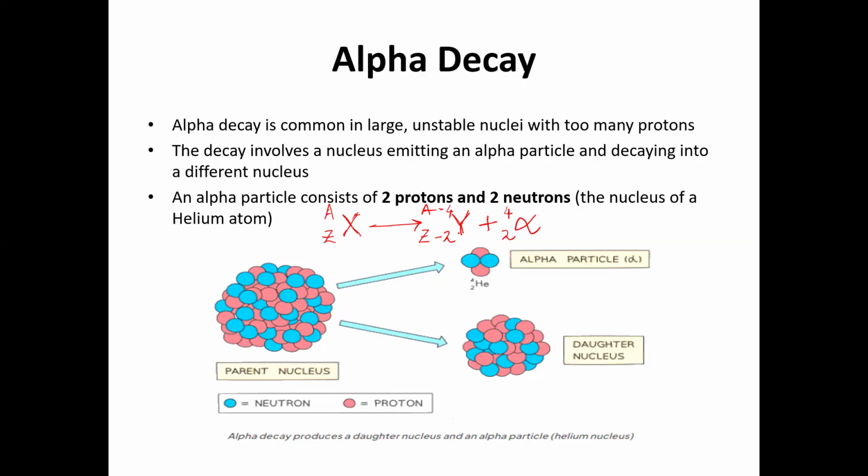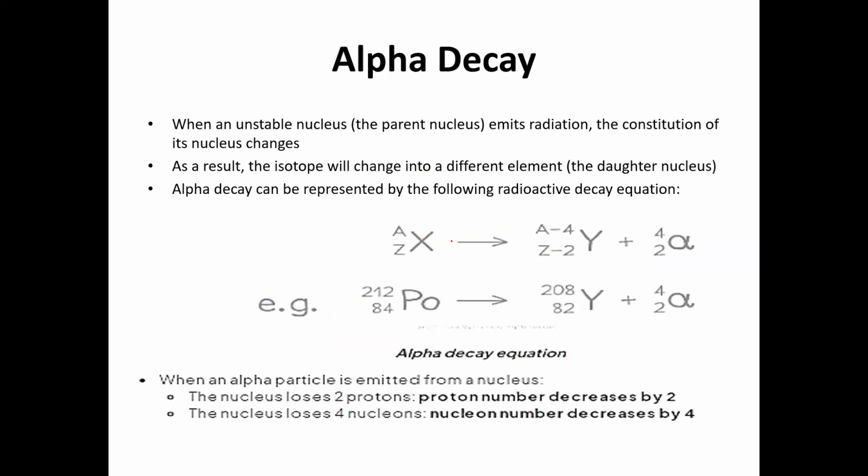And how can this be written in the form of an equation? In the form of an equation, when the parent nuclei is converting into daughter nuclei, in the case of daughter nuclei the nucleon number is subtracted by 4 and the proton number is subtracted by 2. So you can see this here in the equation as well.